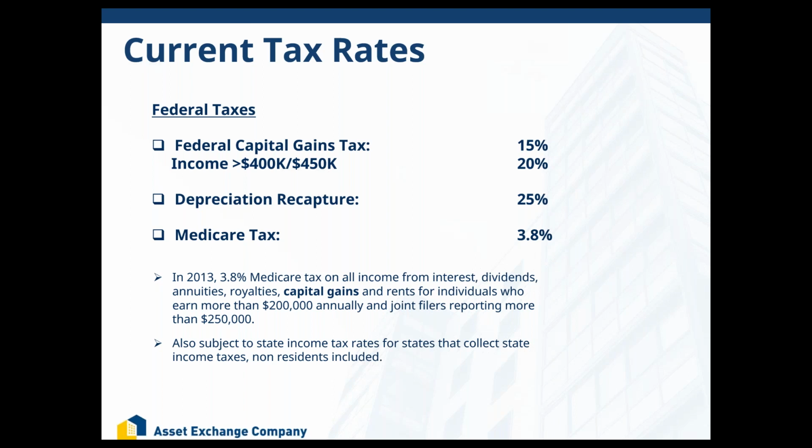Now, on top of that, you may also be subject to what they refer to as the Medicare tax. All right, that's an additional 3.8% tax. Now, what is that all about? Well, the Medicare tax was actually passed back in 2010 with the Affordable Care Act, Obamacare. It went into effect in 2013. It was one of the things that they passed to try to offset some of the cost of the Affordable Care Act. So when you do a 1031 exchange, you can defer having to pay any of these taxes.